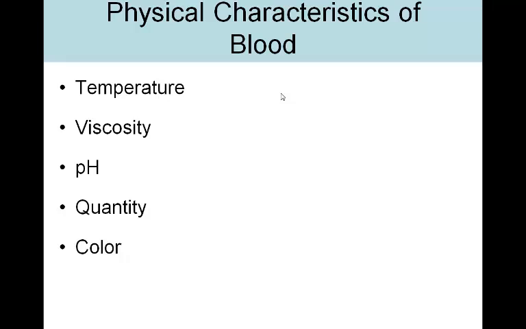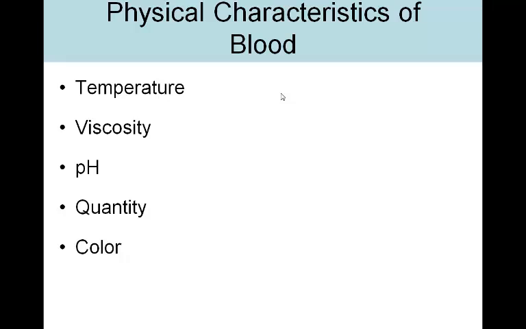Viscosity is a property that talks about thickness of a fluid. So something like syrup or molasses would be more viscous than pure water. Blood is also more viscous than pure water. Blood viscosity is about 5 times more viscous than pure water. And that's because there are things in the blood other than water, like cells, that kind of add to that thickness. The pH of blood is somewhere between 7.35 and 7.45.